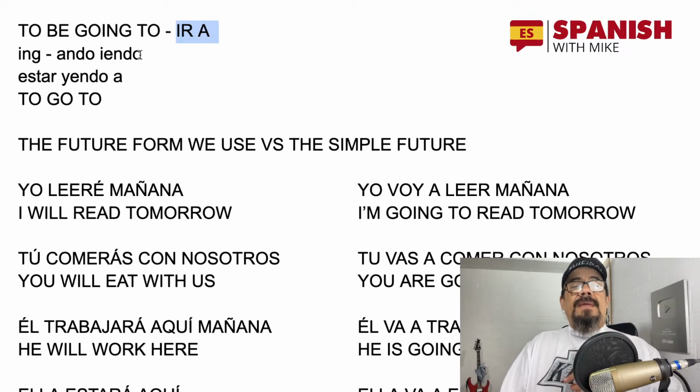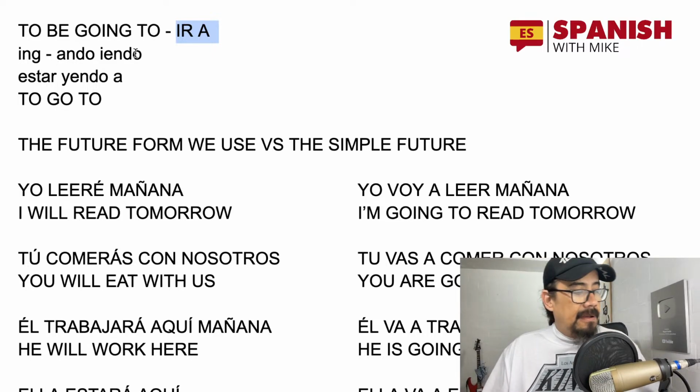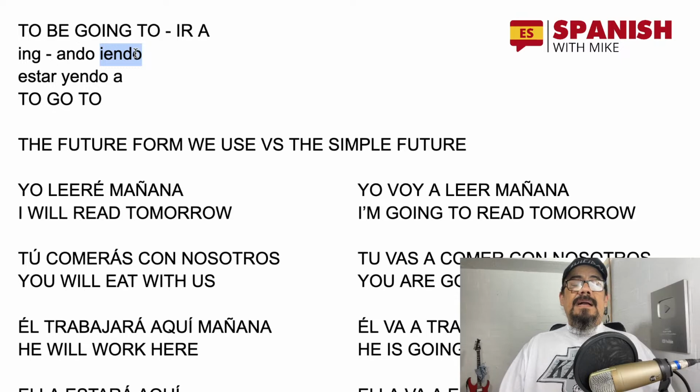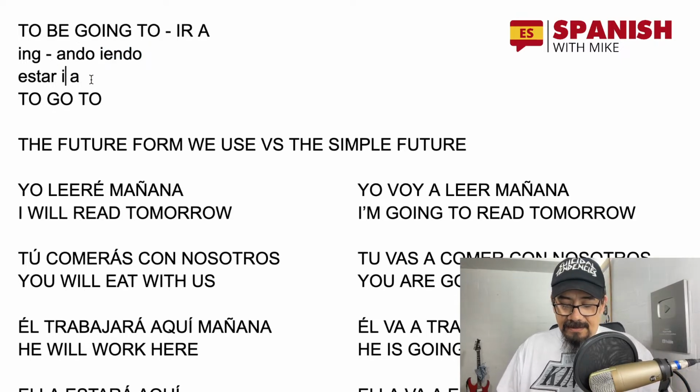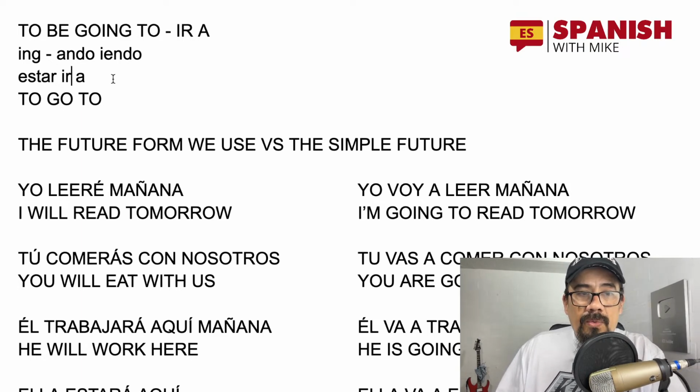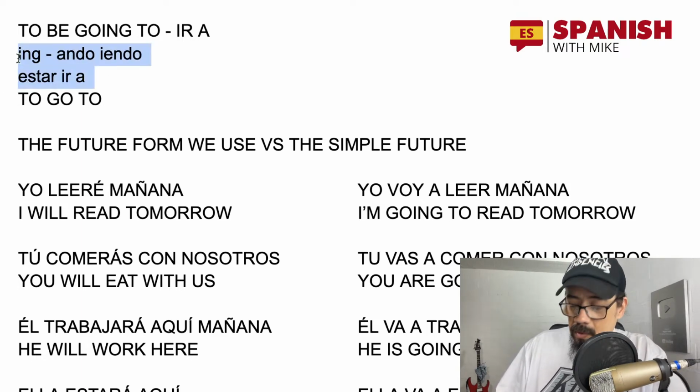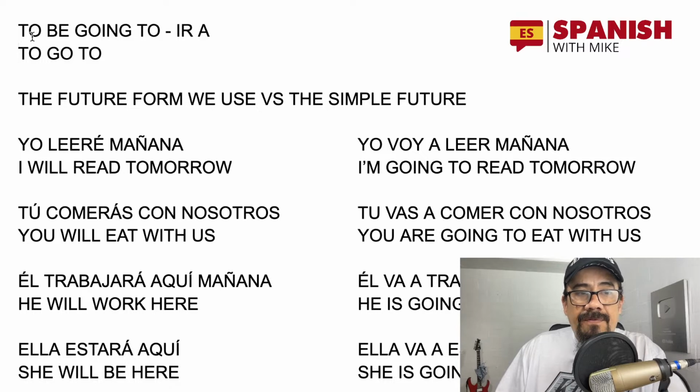The other form that we explained, the -ing as a verb, would be "estar ir," but it doesn't make any sense. So remember, from now on, anytime you see the form "to be going to" and you're going to translate or understand that in Spanish, it goes as "ir a."